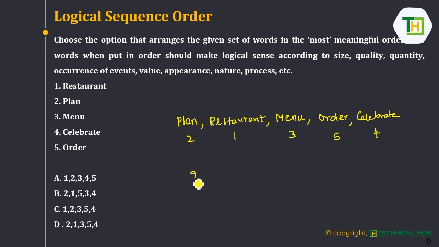So the answer should be 2, 1, 3, 5, 4. Okay, so which is option D. So 2, 1, 3, 5, 4. That is the correct order. First we plan and we'll go to the restaurant, we'll take the menu, we'll place an order, and after that we'll celebrate.